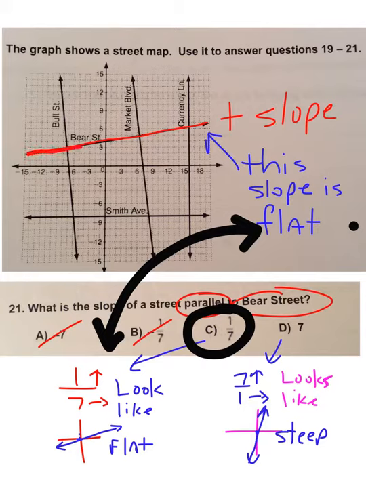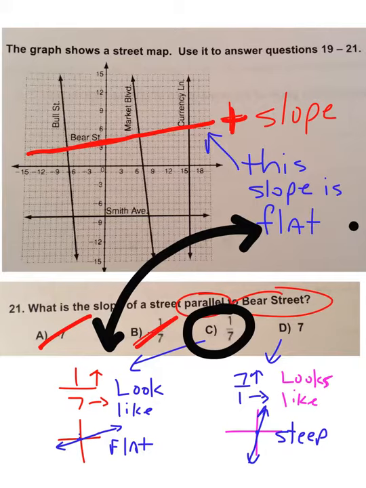On this particular problem, it has to be parallel to Bear Street. Well, Bear Street is right here, and I know that that's a very flat slope. So what I did was, I know it's a positive slope, so I eliminated the negative slopes. Now I'm either C or D.